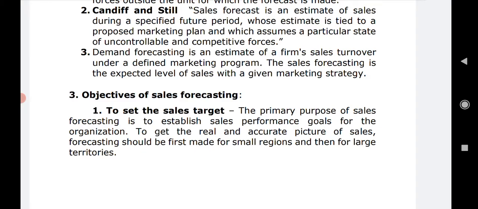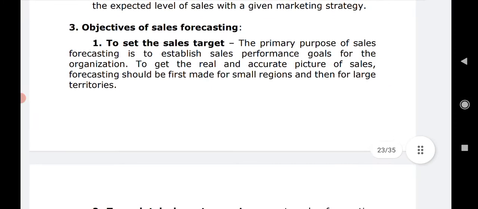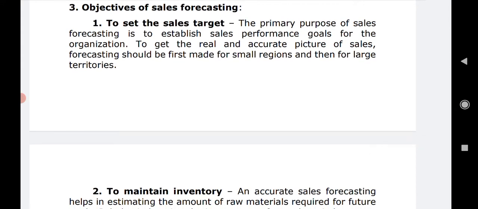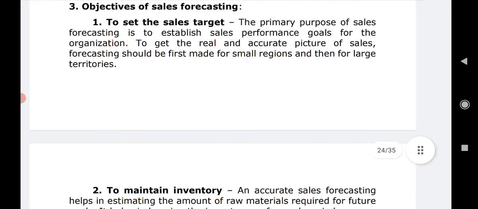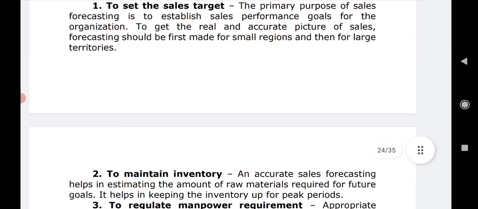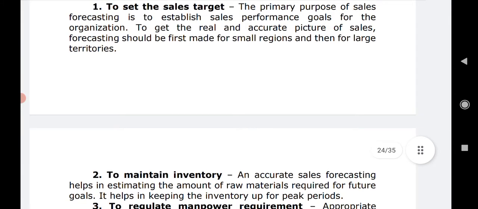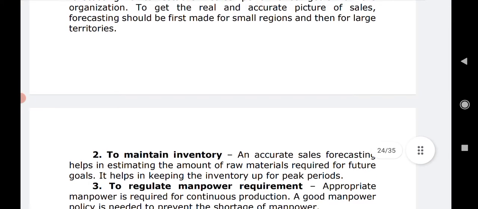If we move forward, there are different objectives of sales forecasting. As I told you, it can help to set the sales target. The primary purpose is that we can establish sales performance goals for the organization, and we can get a more accurate picture of the sales with the help of this. So that is the primary purpose.